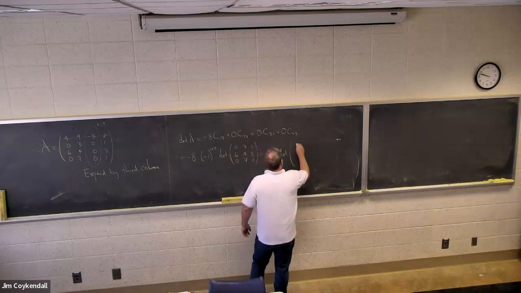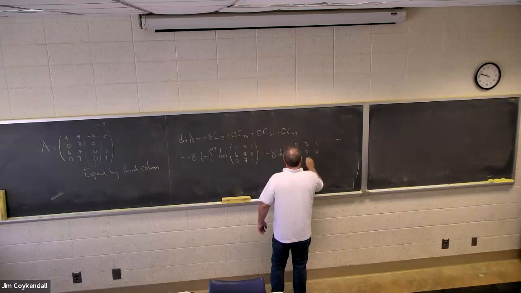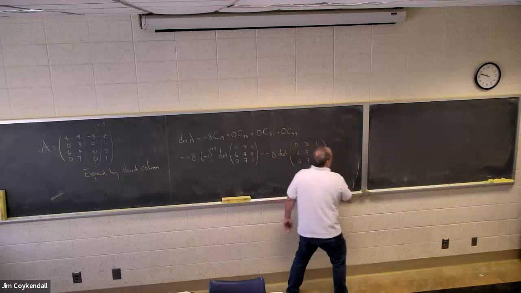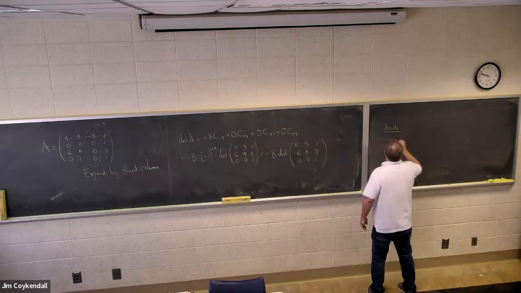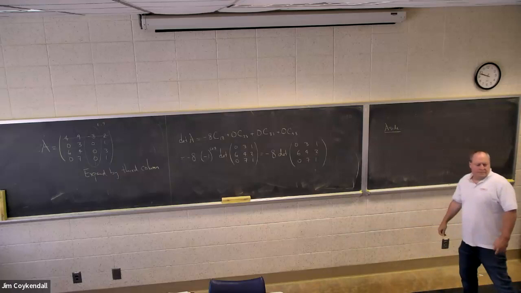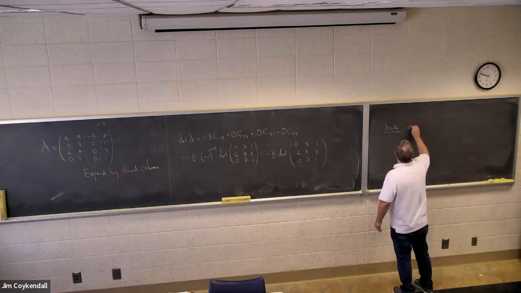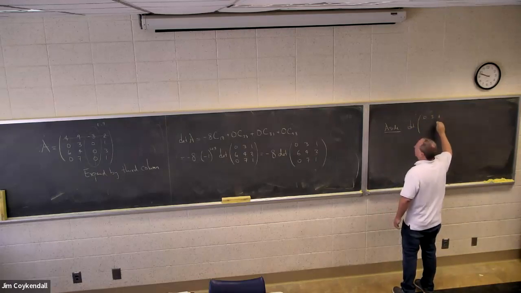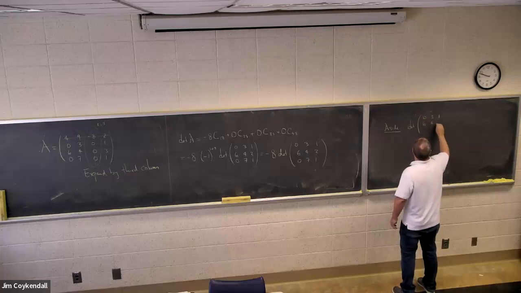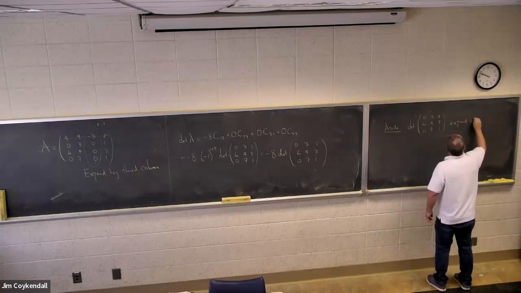Determinant 0 3 1 6 4 3 0 7 1. So let's take it inside here and figure out what this is. Let's find the determinant. 0 3 1, 6 4 3, 0 7 1.